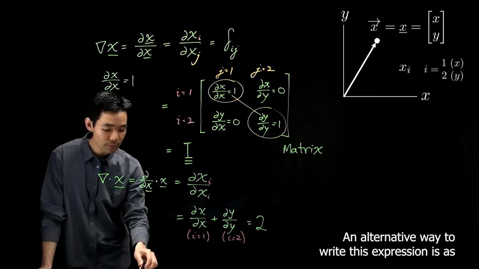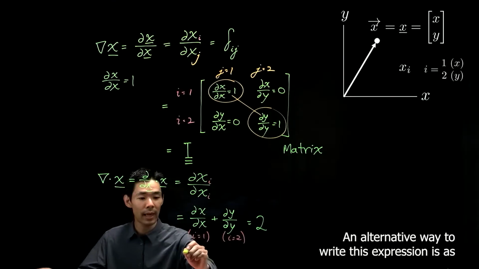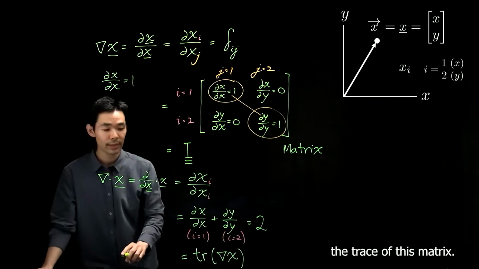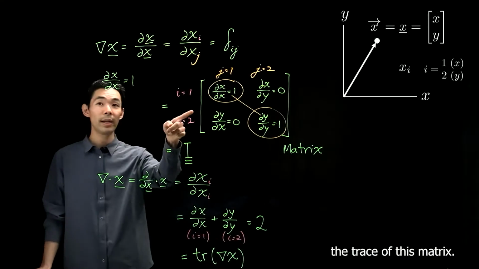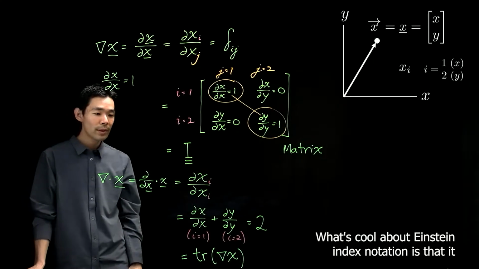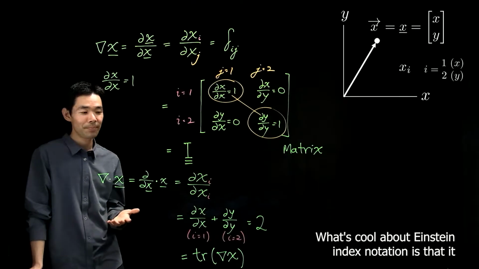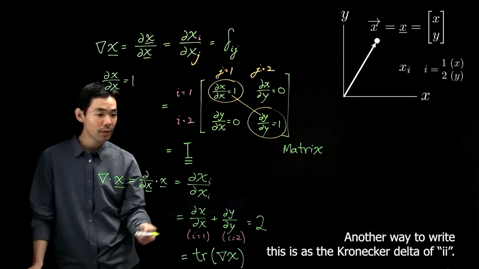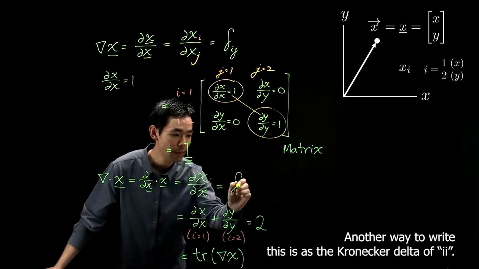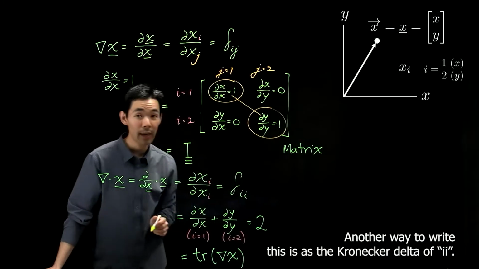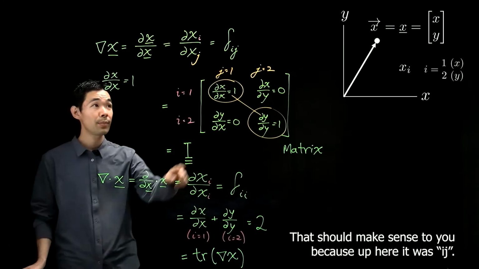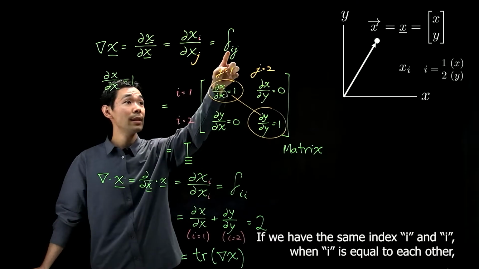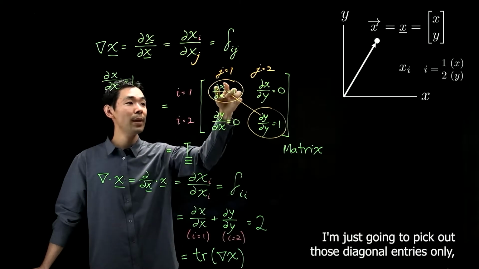Okay? So an alternative way to write this expression is as the trace of this matrix gradient of x. Okay? So what's kind of cool about Einstein index notation is that it tells you directly which elements you're going to add up together. So another way to write this is as the Kronecker delta of ii. And that should make sense to you, because up here it was Kronecker delta of ij. So if we have the same index i and i, what that means is that when i and j are equal to each other, I'm just going to pick out those values only.